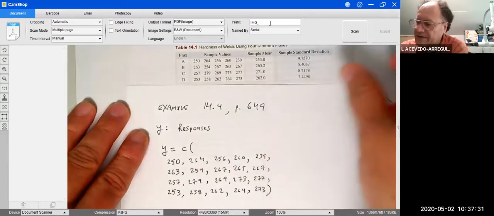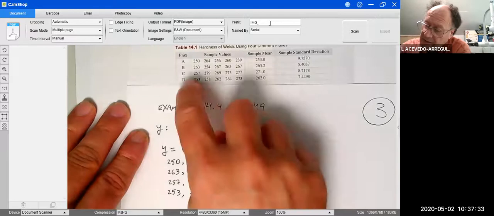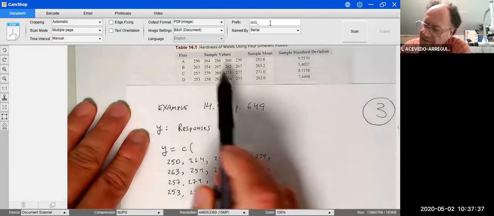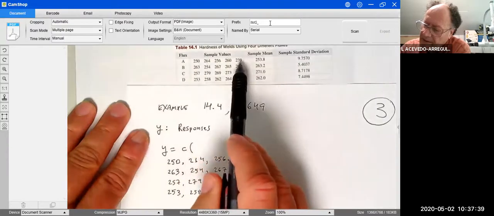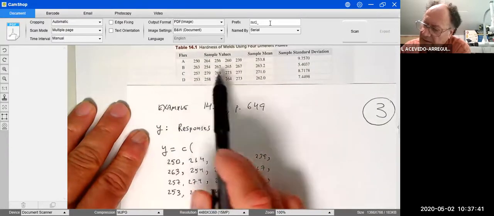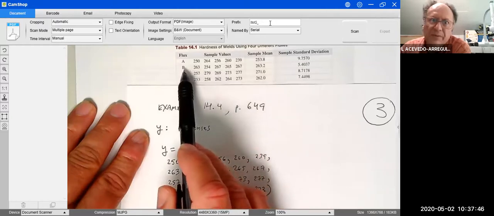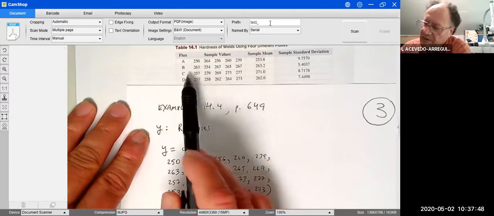We enter the responses. Now we're going to enter these categories, because you can see that the first 5 values, the category is A. Then the next 5 values correspond to category B, and the next 5 to category C.